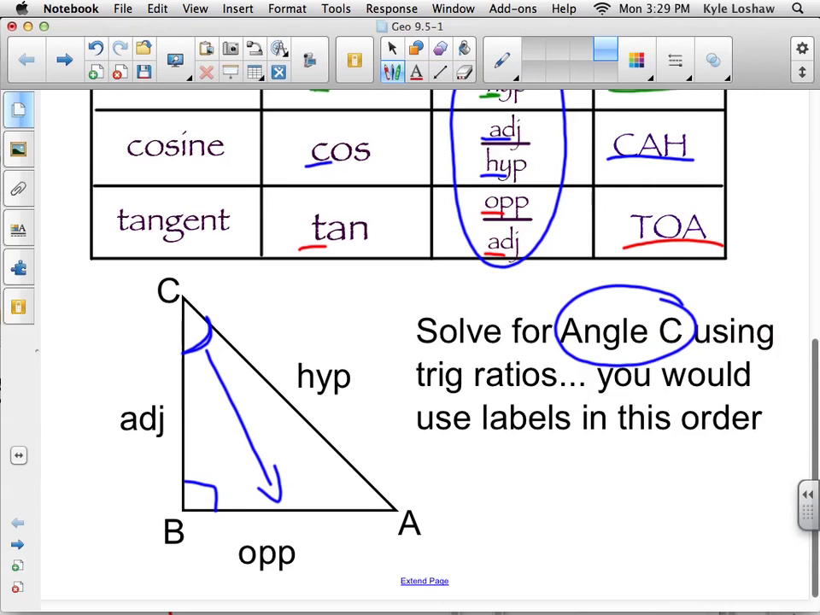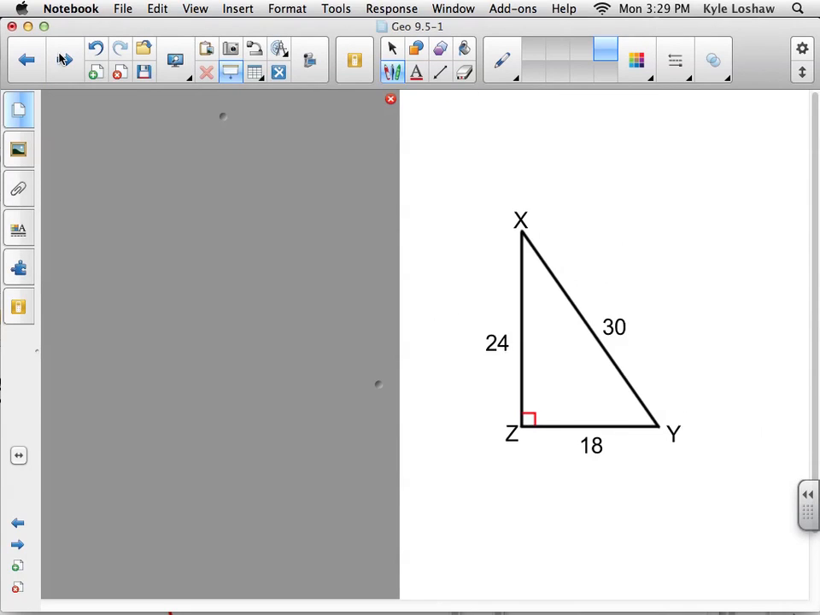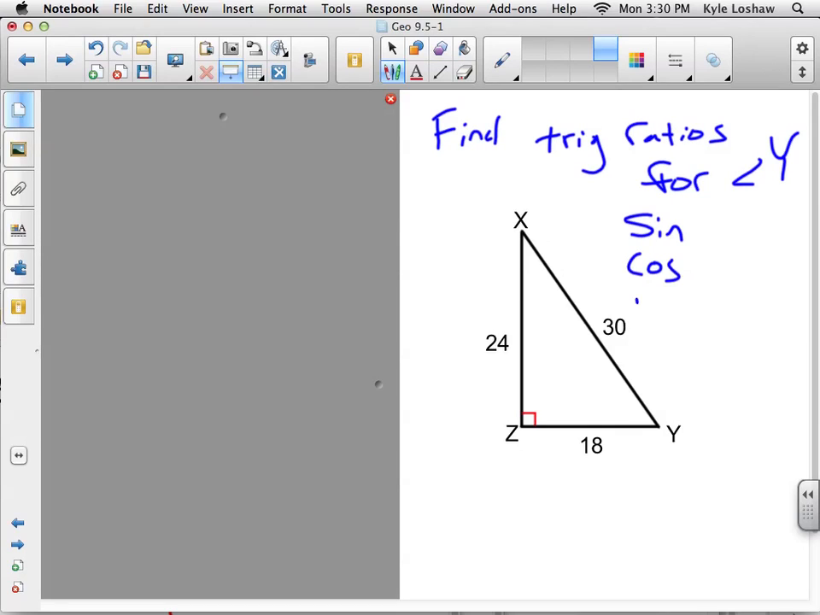Just to start, we're going to look at one example of how we use this. Triangle XYZ. If I want to find the trig ratios for angle Y, that means I'm going to look for the sine, the cosine, and the tangent of angle Y. So this is saying sine of angle Y, cosine of angle Y, tangent of angle Y.